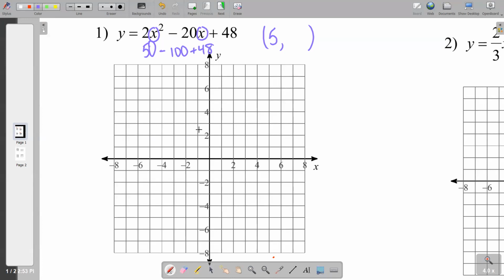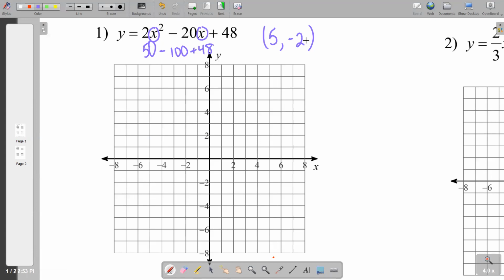Now you do the math. What's 50 minus 100? Negative 50. And then negative 50 plus 48. It's negative 2. And we made it. So problems like that should really be pretty walk in the park, no fractions to deal with. Just some simple basic stuff. So what's that? Did you say something?